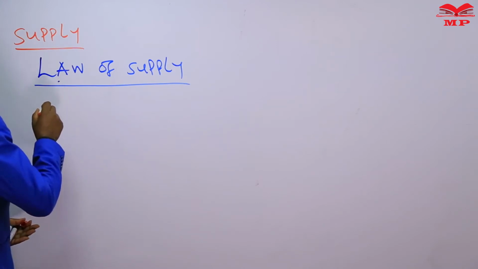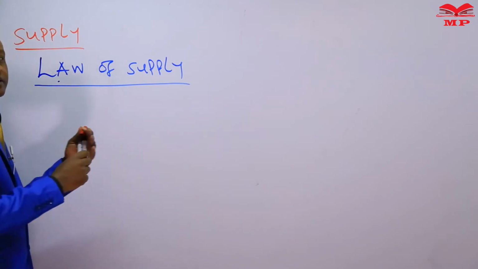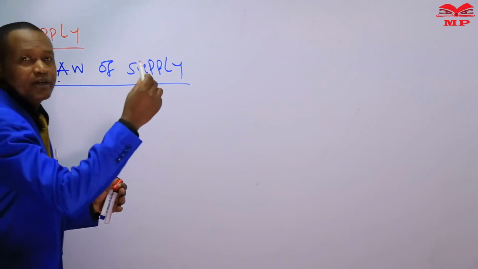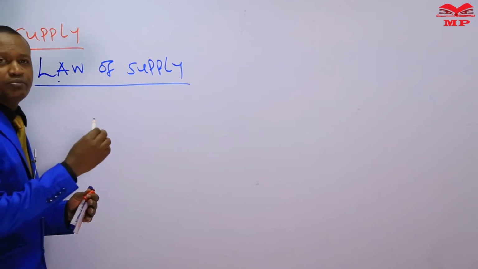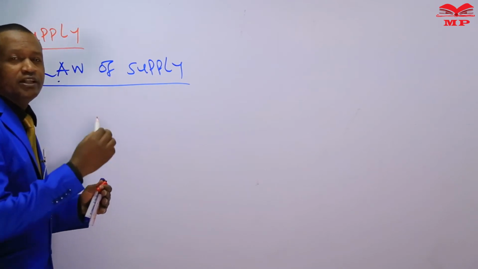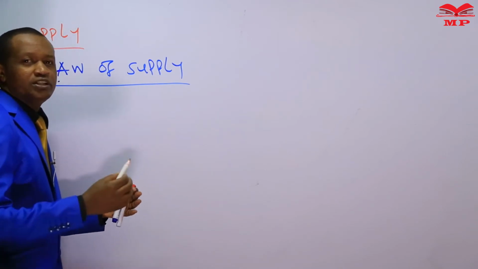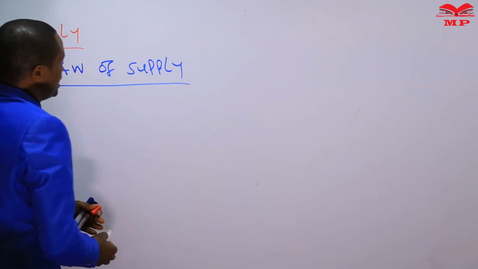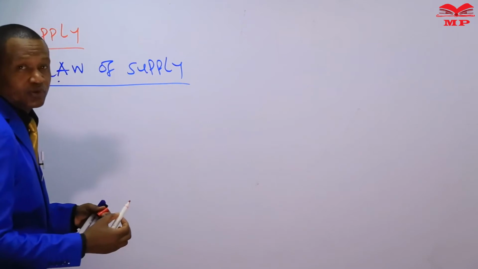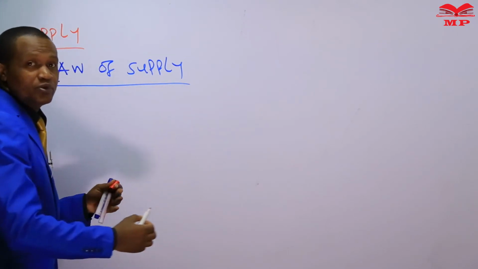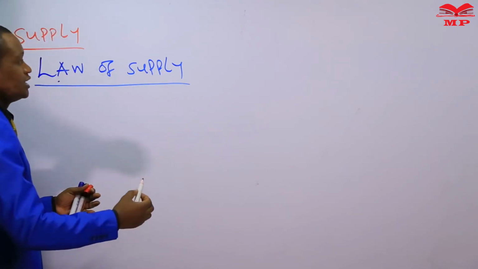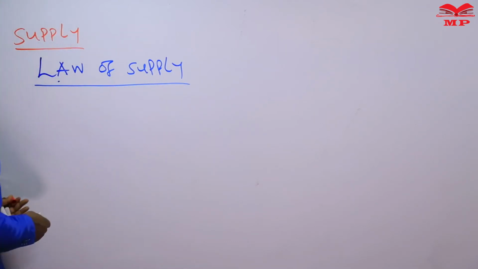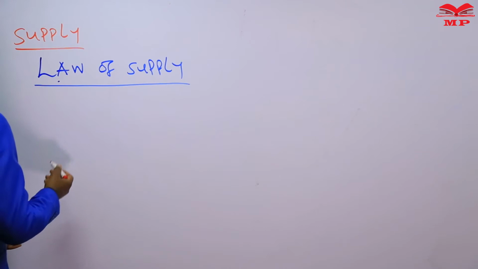Okay? It is certain that if you increase the price of a commodity, then the persons dealing in that commodity will increase the supply of that commodity. And if you reduce the price of a commodity, then the dealers, the people who are selling the commodity, are likely to supply less of that commodity. That is the law of supply.